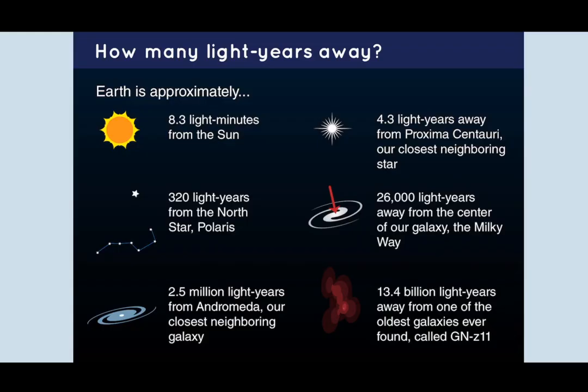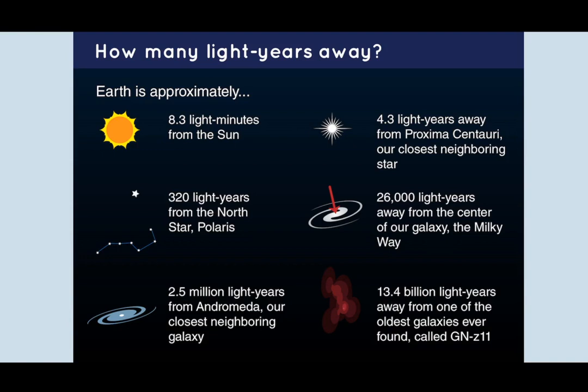So how many light years away? This is just an example of how far objects are using light years, in reference to the Earth. The Earth is approximately 8.3 light minutes from the sun. That means the light from the sun takes 8.3 minutes to get from the sun, when it's emitted, to Earth. The Earth is 320 light years from the North Star, or Polaris. So the light from Polaris takes 320 years before it actually hits us.